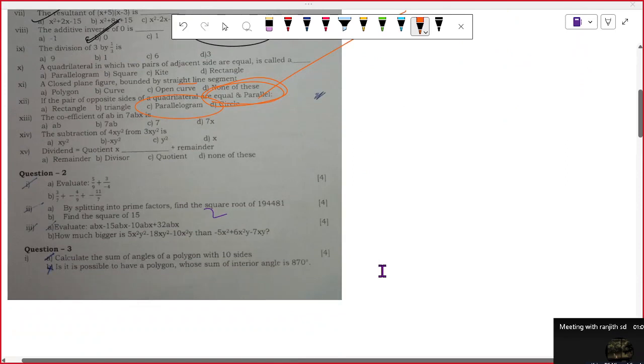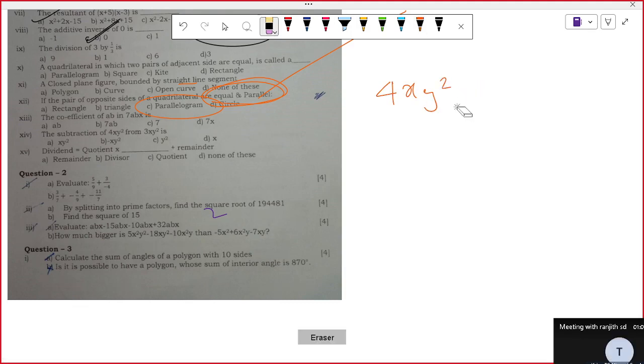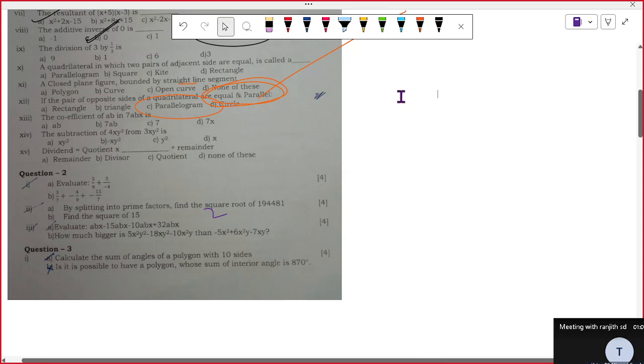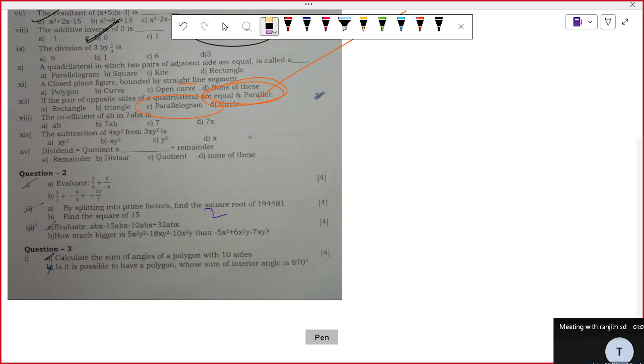Okay, so we are in the 14th question. All of you will try the 14th one. 4xy square. From which chapter is this? Algebraic expression. You all don't have algebraic expression. In exponents, you don't have this. This is algebraic expression, Akansha. For this exam, you all don't have this. Next, try this one.